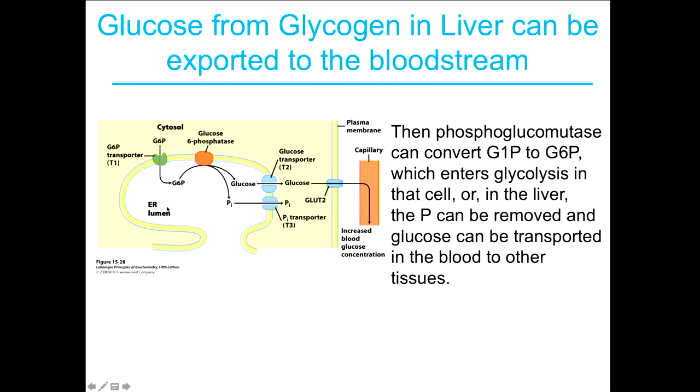We send it into the ER, the endoplasmic reticulum, and remove a phosphoryl group, because when something's phosphorylated it has those negative charges, and it's kind of hard to get across a membrane. So first we have an actual transporter to help it come through the membrane. We have a phosphatase to remove the phosphoryl group, and then another transporter that gives it a boost to send it out into the bloodstream. So for the glucose from glycogen in the liver, you need to get rid of the phosphoryl group so it can be transported out into the blood and other cells can take it up, because they take up glucose, they don't take up glucose 6-phosphate.